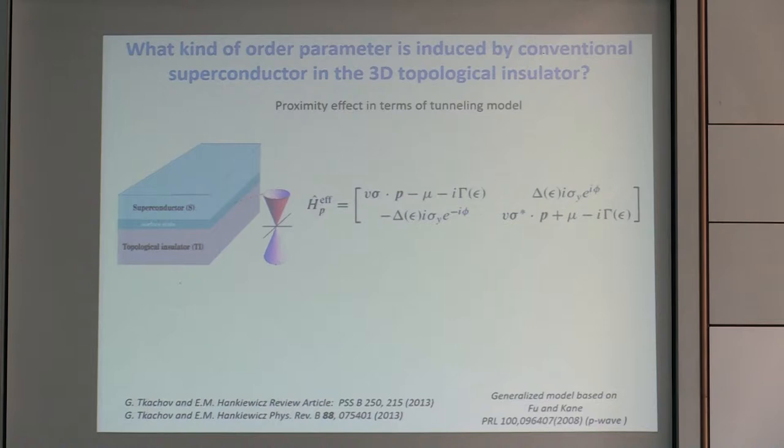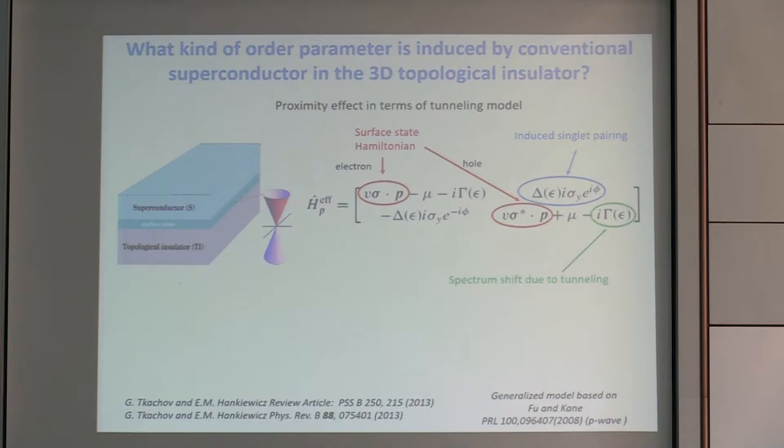As you can see here in this Hamiltonian, I have a surface state Hamiltonian, the spin momentum locked surface state of a 3D topological insulator. Then I have this induced singlet pairing, because this is a proximity-induced effect, so I have tunneling of electrons from the superconductor to the topological insulator, and induced superconductivity within the topological insulator. And I can also get some spectrum shift due to tunneling. So it's really a proximity-induced effect. Now, as you can see, this is a gapped Hamiltonian.